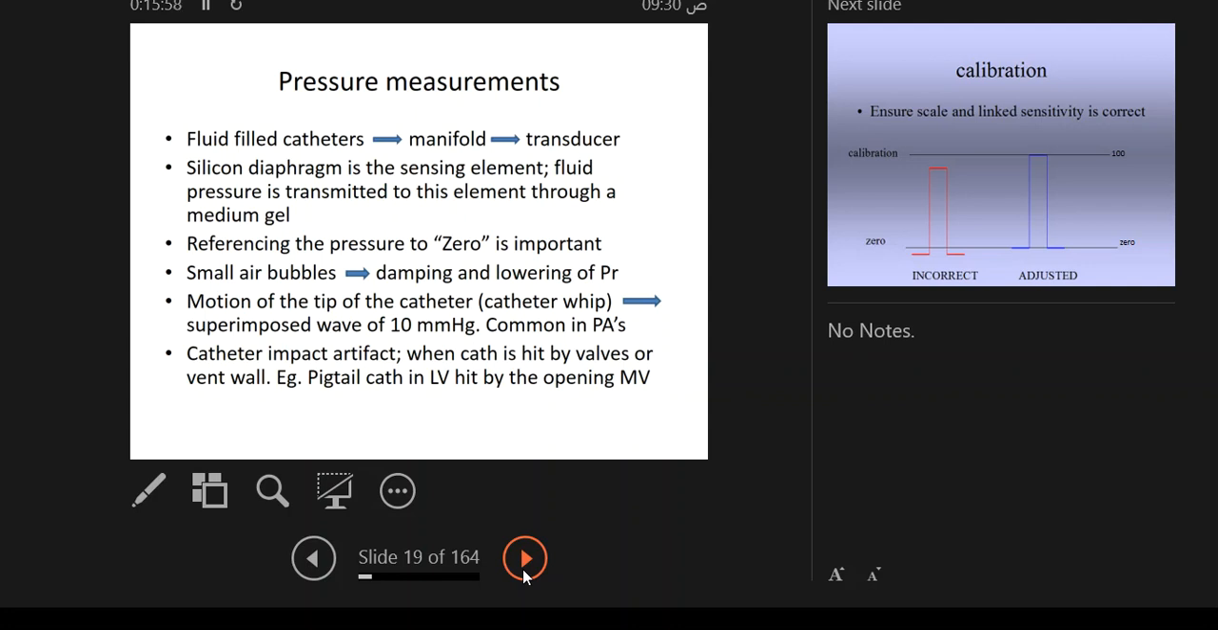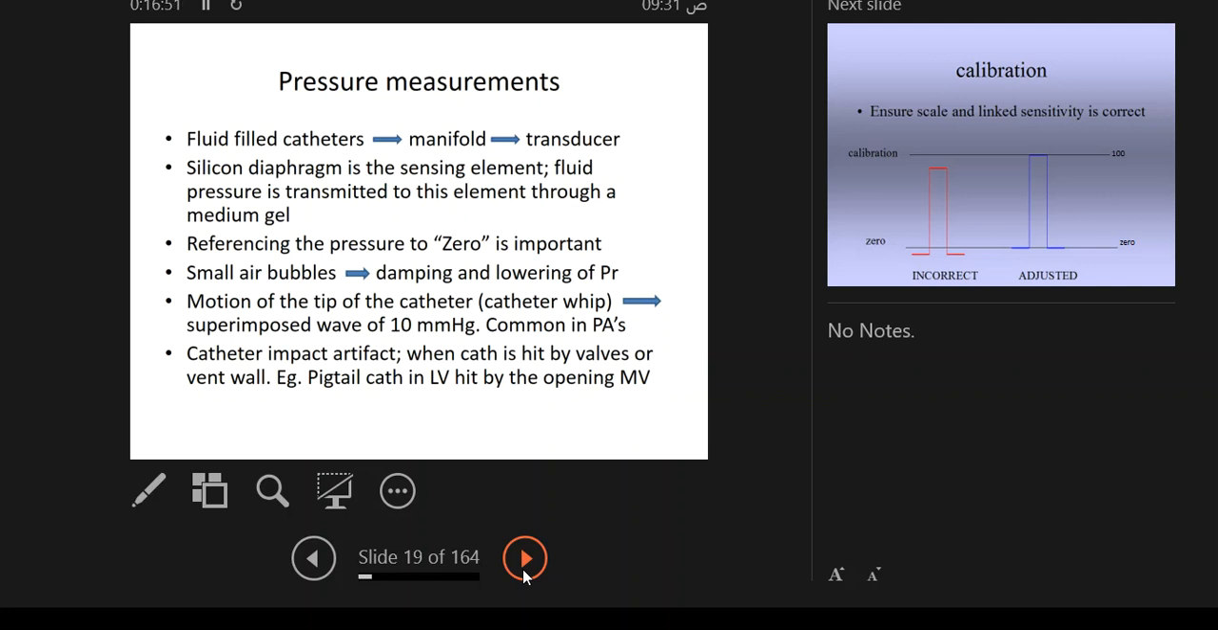So when we have a fluid-filled catheter, there is a diaphragm which we put at the level of the right atrium, which is the central venous pressure. And this diaphragm is very sensitive to the movement of blood in the fluid-filled catheter from the pressures inside the body. The catheter is inside the body, say in the left ventricle, and then the ventricle pumps in systole. So this is transferred to that very sensitive diaphragm, which transfers this signal to an electrical signal, which you see written on the monitor. That's how we measure the pressure. So fluid-filled catheters go to a manifold with a transducer. The silicon diaphragm is the sensing element. Fluid pressure is transmitted to this element through a medium gel inside the transducer.